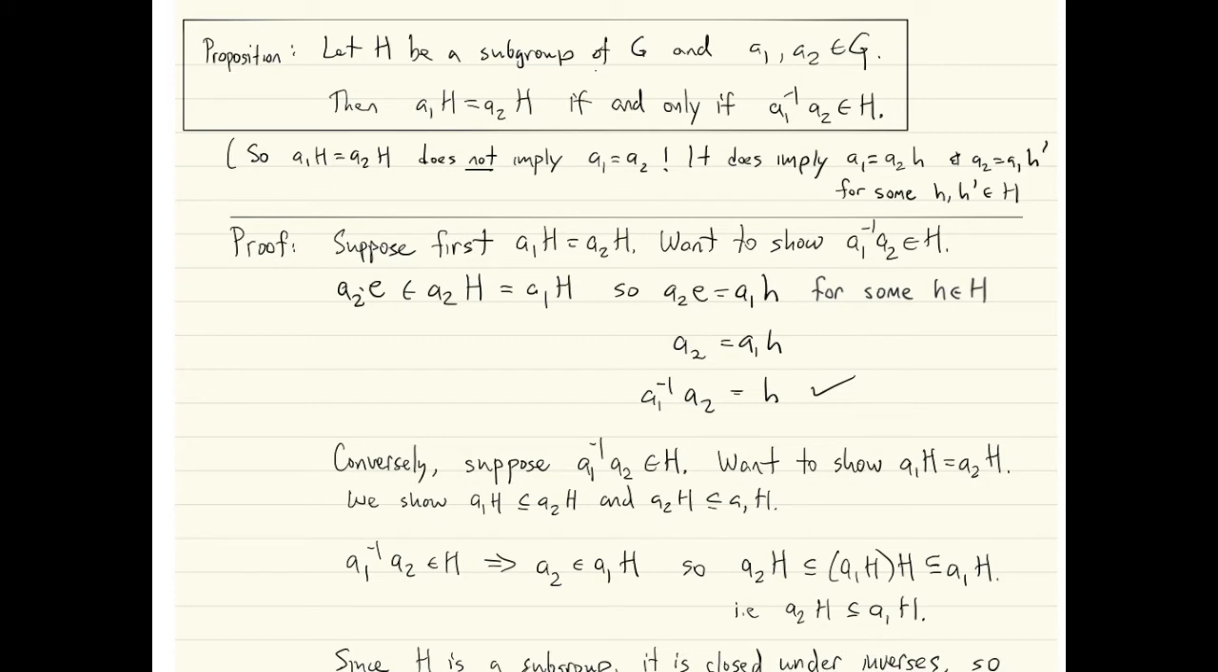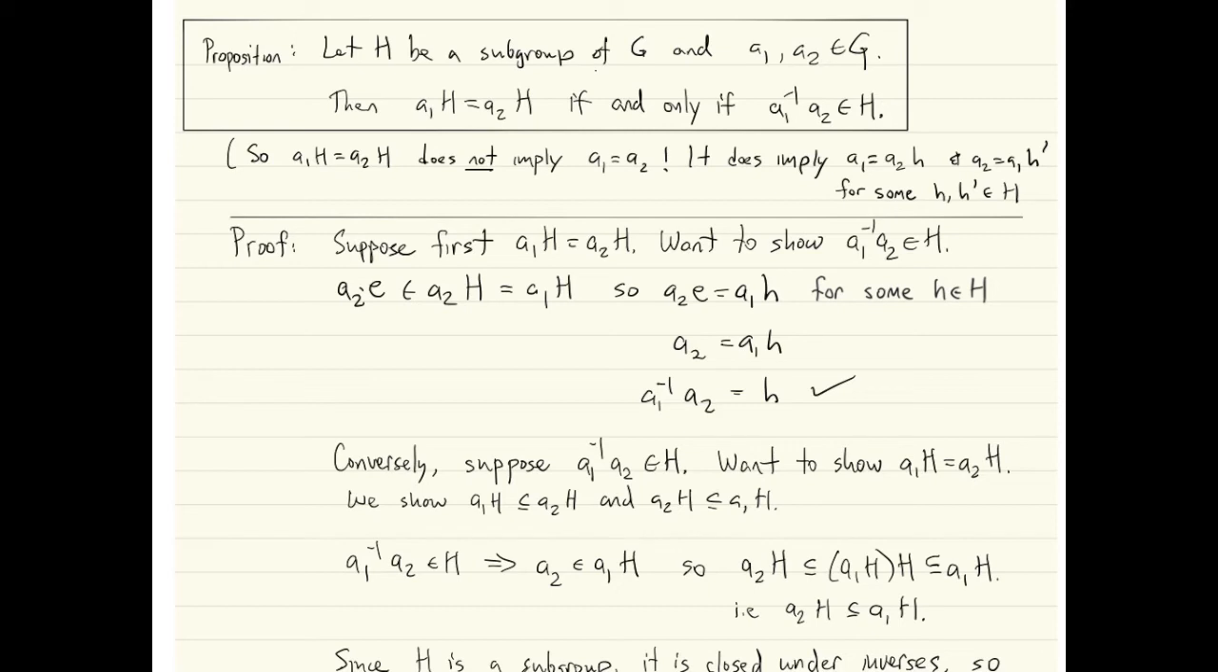Okay, so A2 times the identity element, that's certainly in this left coset A2H, since the identity element is in H. And what we're assuming is that this left coset A2H equals this left coset A1H. So what we conclude is that A2 times the identity element, which is just A2, is an element of A1H. So that means that A2 times the identity element equals A1 times lowercase h for some h in H, and then multiplying both sides by A1 inverse, we get A1 inverse times A2 equals h, and so therefore we are done with that direction of the proof.